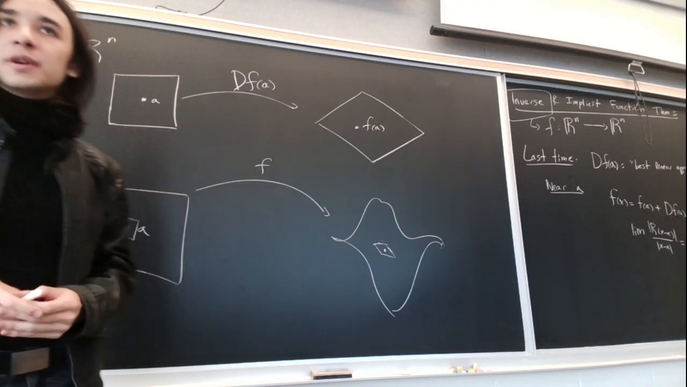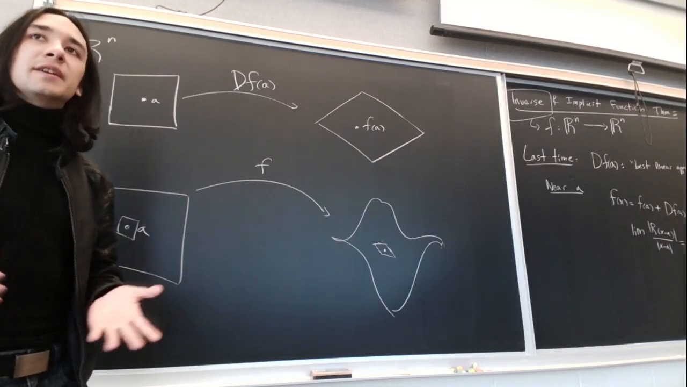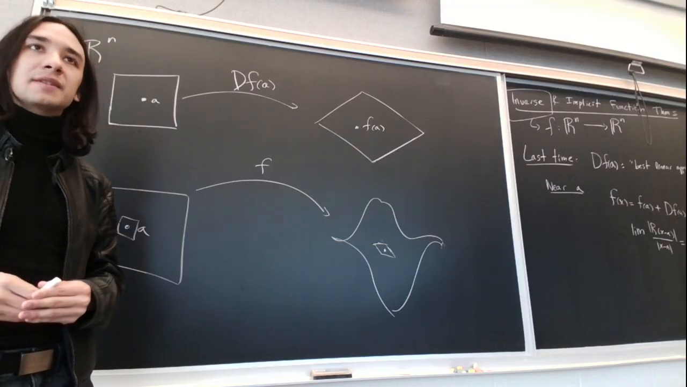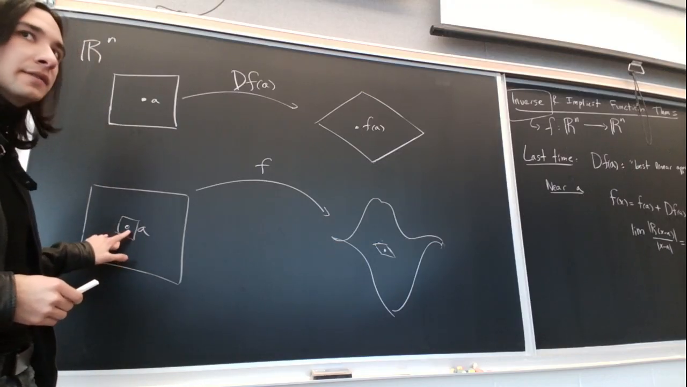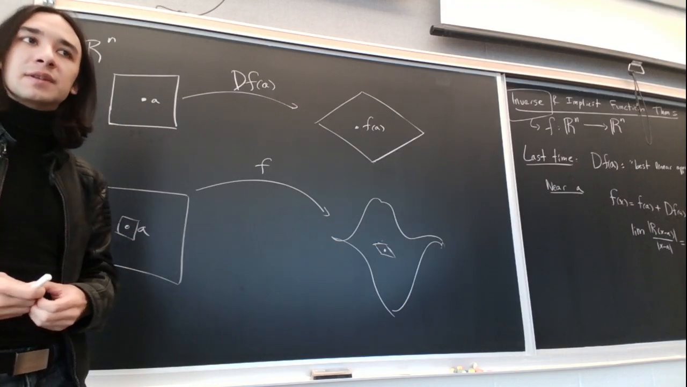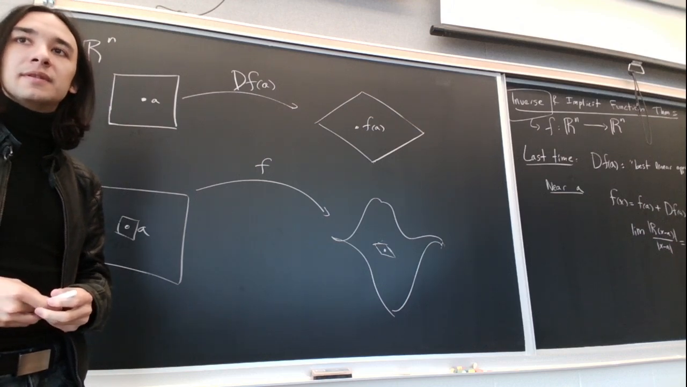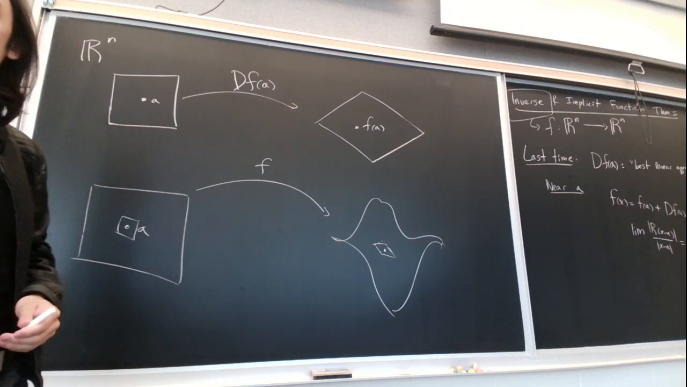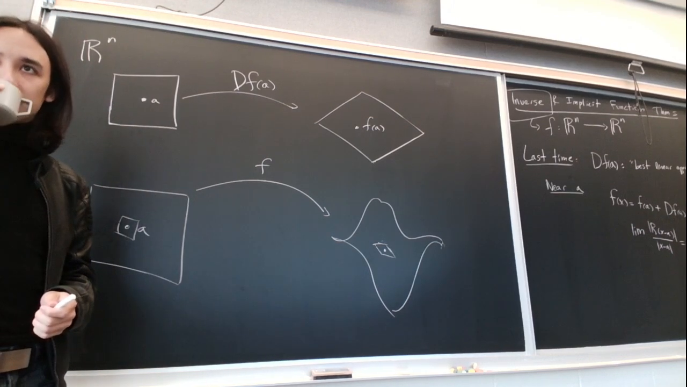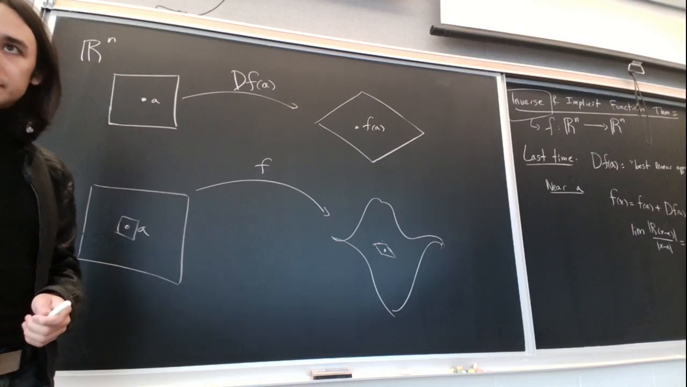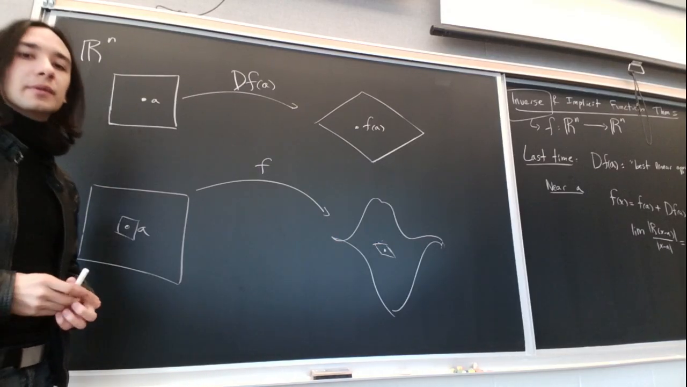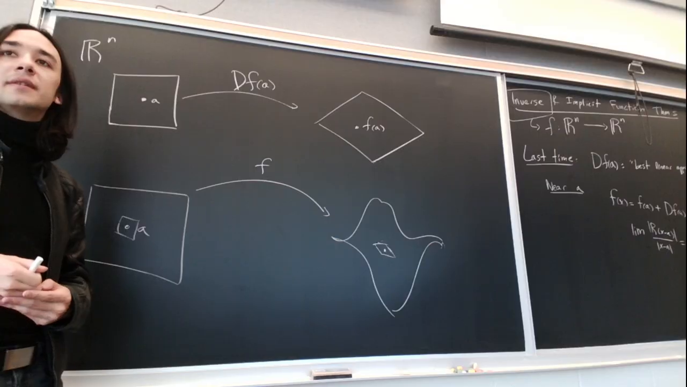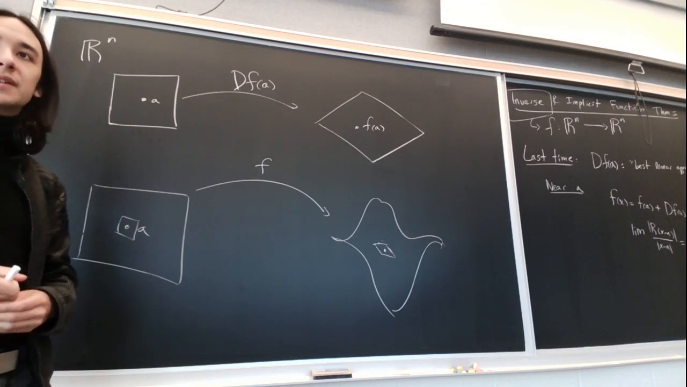Now, a question to the audience, just for fun: can we expect to say that if the derivative at A is invertible, then the function is always invertible? Can we say something like that? What do we think? Yes? Probably not. Yeah, exactly. What were you thinking?